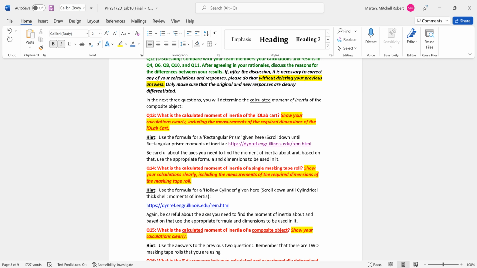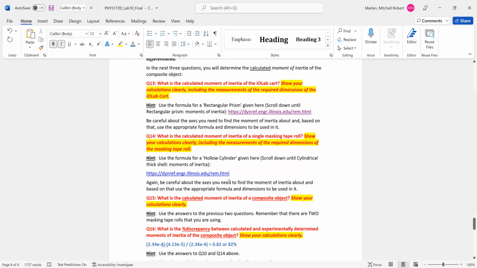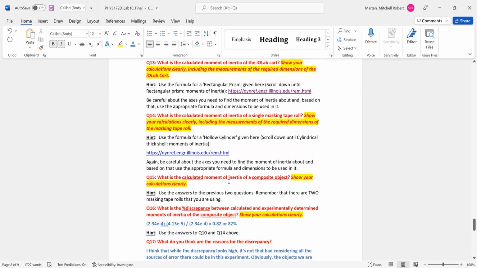And then we also needed to add the moments of inertia of the two tape rolls, which we know is 1/2 m. And then instead of r squared, I used the one for a thicker hoop. So you take the first radius squared plus the second radius squared. And then I found that the moment of inertia of a single tape roll is 9.765 times 10 to the minus 5. So that would be 14. And then 15, I just added the rectangular prism and then 2 of the tape rolls. And I got 2.34 times 10 to the minus 4.